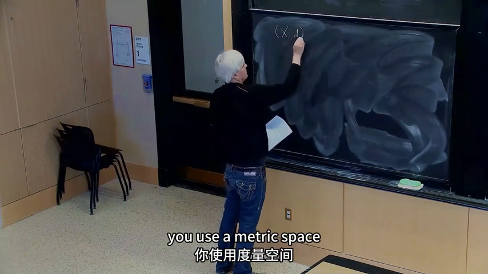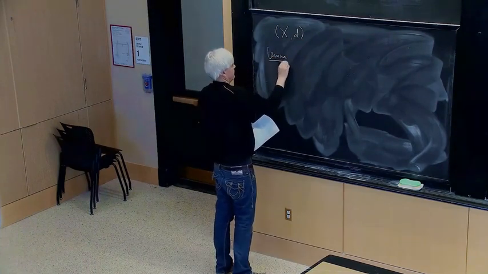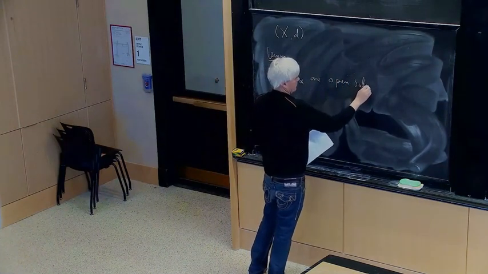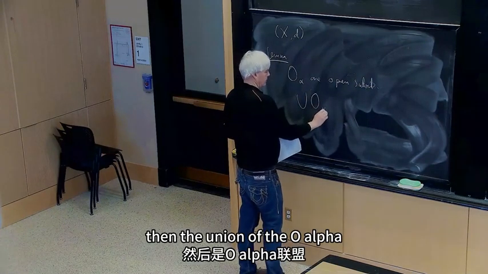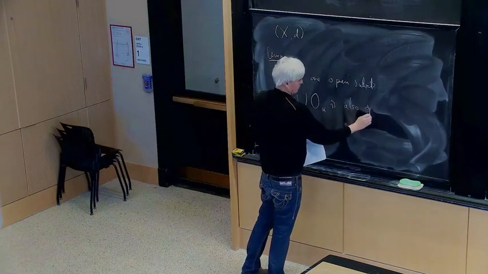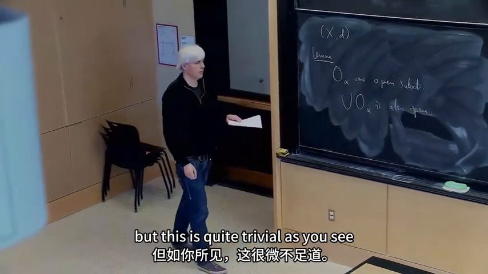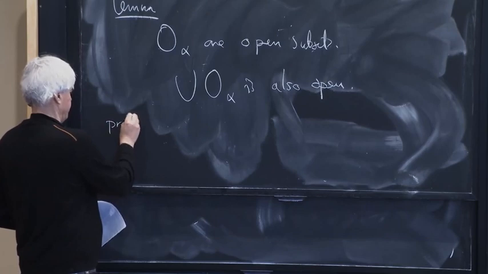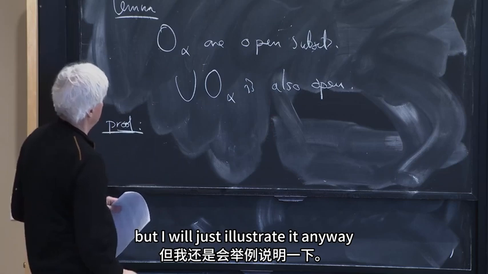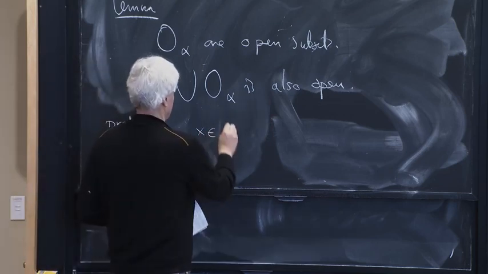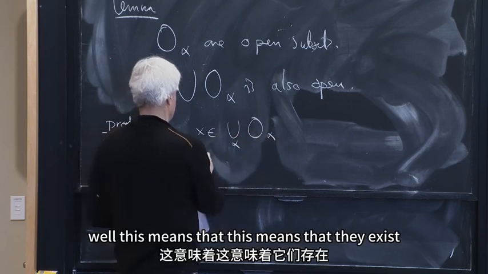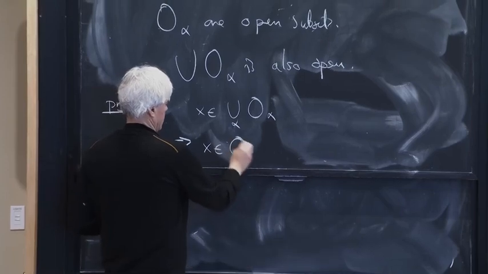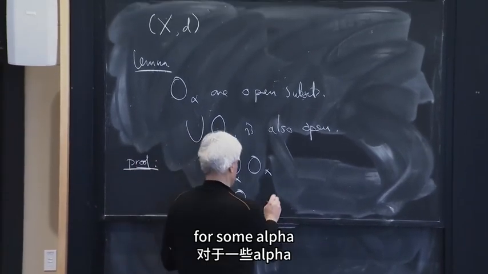Okay, so now if X here is a metric space, then you have the following lemma: if O alpha are open subsets, then the union of the O alpha is also open. Right, and this is quite trivial as you see. I'll just indicate why, but it's actually left on a p-set. So to prove it, if you take an element here in the union, well, this means that x is in O alpha for some alpha.